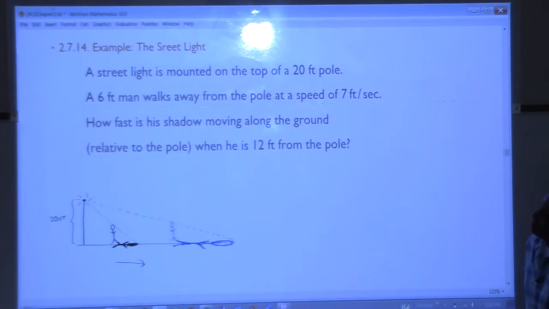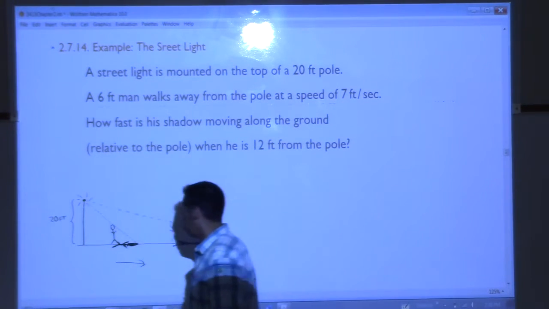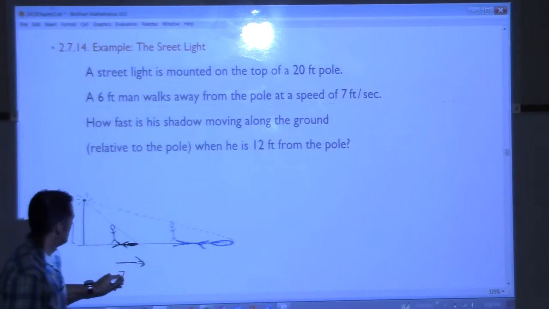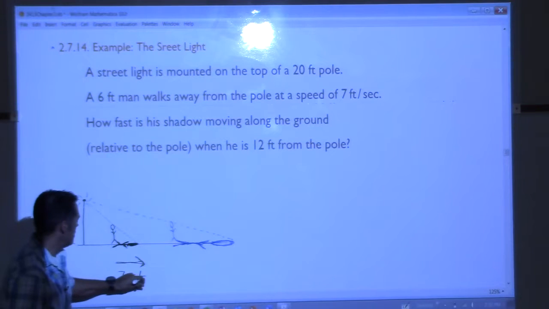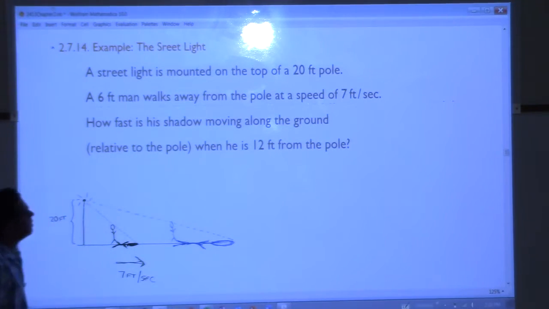A street light is mounted on a 20-foot pole, and a 6-foot man walks away at a constant speed. So this right here is a speed, right? This is a rate of change. So you see how I drew this arrow here? I'm just going to put here like 7 feet per second because it's how fast he's moving. It's just for reference for my own sake.